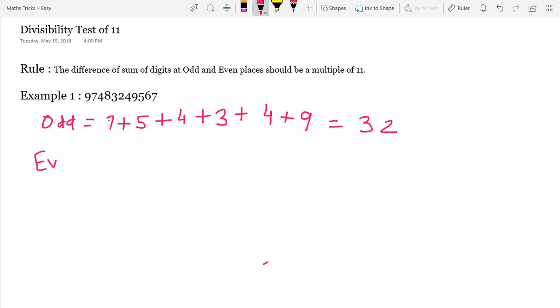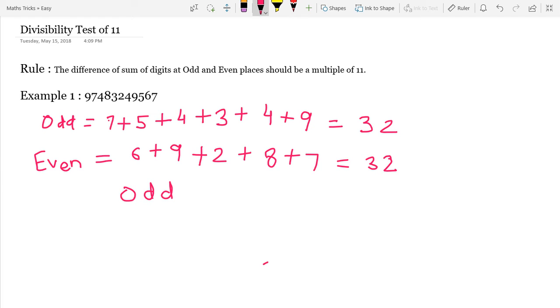Similarly, we can do this for even places as well. Now the even places digits are in this number. We start from here, from 6. We take 6 plus 9 plus 2 plus 8 plus 7. What is this coming out to be? 32. Now as you can see, the sum of the digits at odd places is equal to the sum of the digits at even places, which in this example is 32.